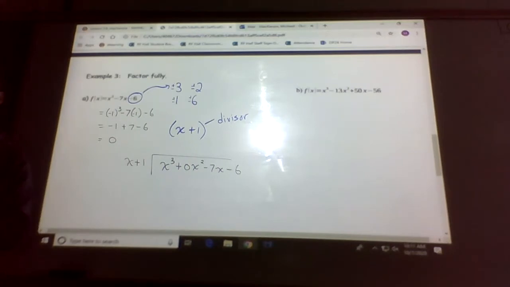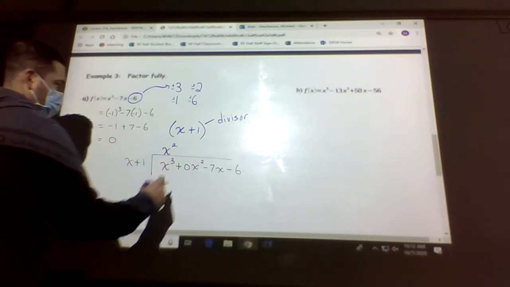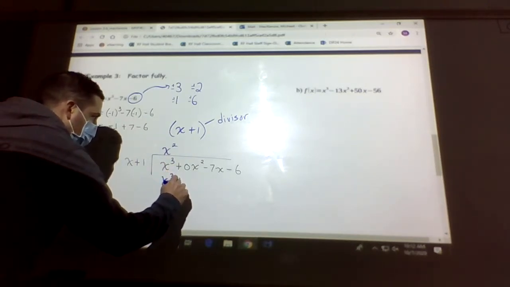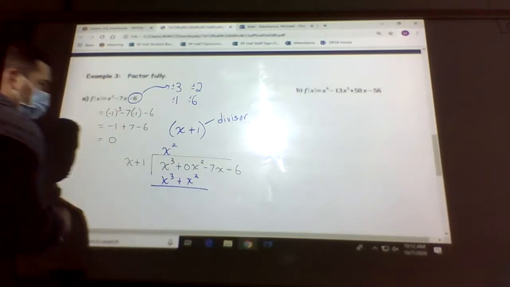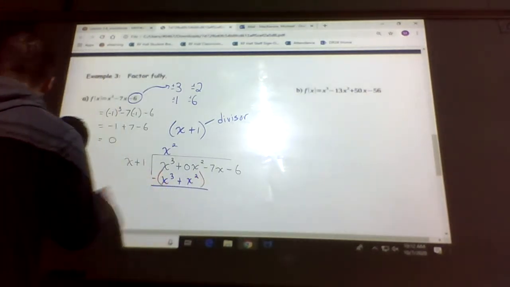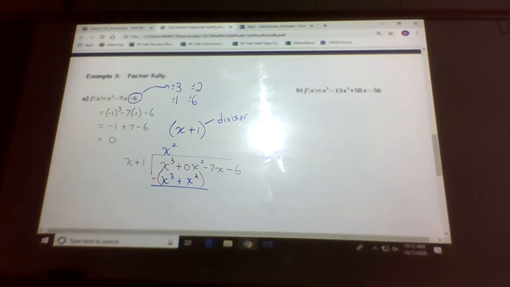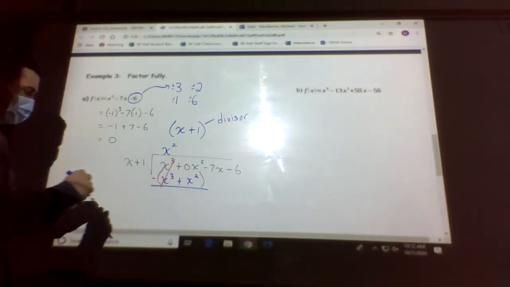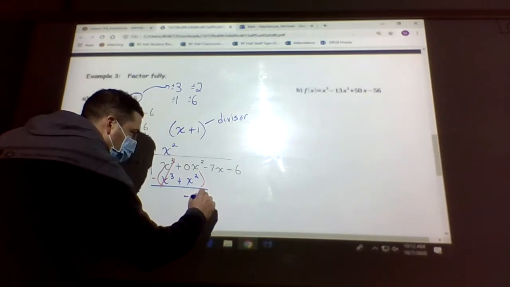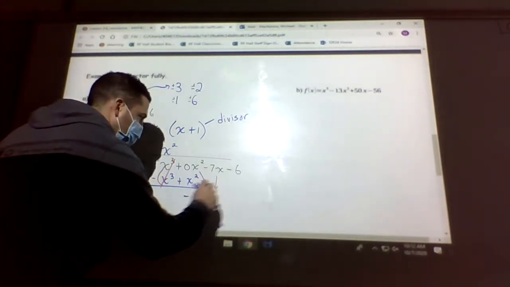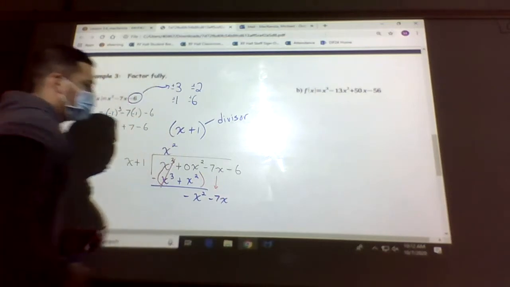What number can I multiply x by to get to x cubed? X squared. Good. So I get x cubed plus x squared. So our x cubes cross off. 0x squared minus x squared is minus x squared. Carry down negative 7x.